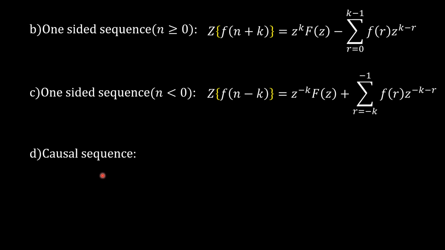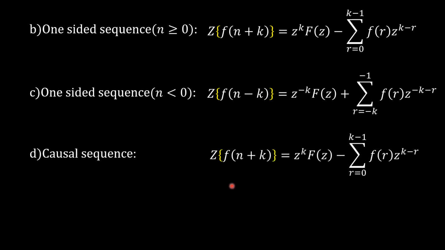And the last one, for a causal sequence, the Z transform of f of n plus k is given by z raised to k F of z minus summation r equal to 0 to k minus 1 f of r z raised to k minus r. And for the right shift property, the Z transform of f of n minus k is equal to z raised to minus k F of z. So this is for a causal sequence.